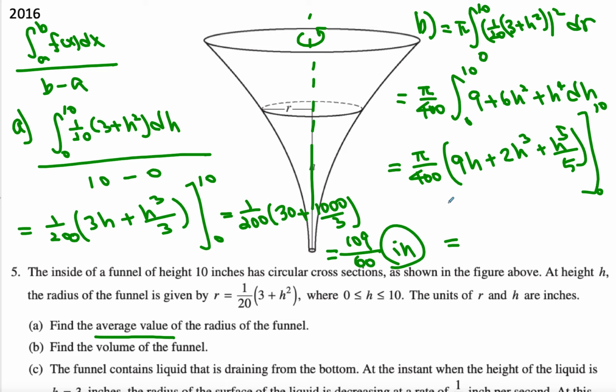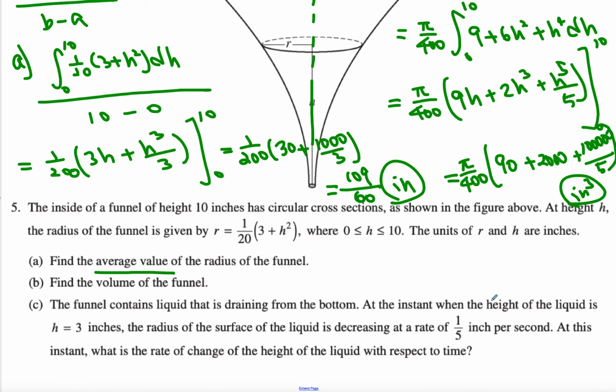Obviously, when you plug in 0, everything disappears. When you plug in 10, we get pi over 400 times (90 plus 2000 plus 10 to the 5th, which is 100,000, over 5). And that becomes my solution. This would be cubic inches because it was a volume. Once again, that wasn't part of the rubric, but that would have been the answer.